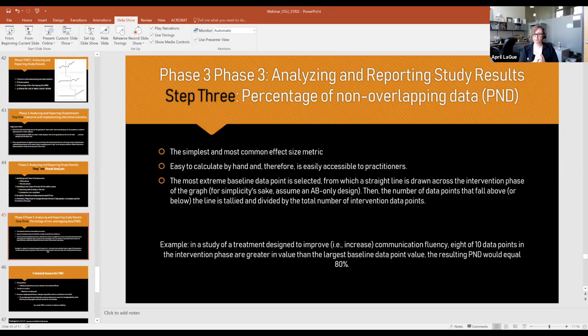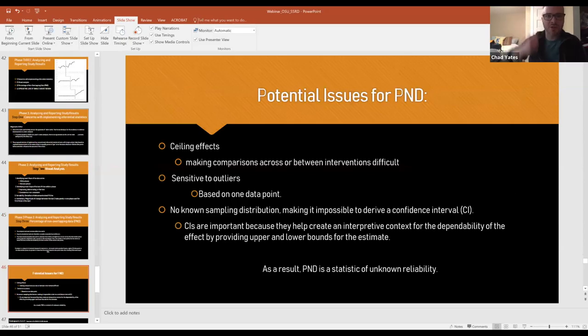So if I had 10 points, 9 of them were above the baseline, I would be at 90% percentage of non-overlapping data. The higher, the better. Does that make sense? Yeah? Okay. Any questions about that? So sometimes people look at it and they're like, wait, that seems way too easy to calculate. Wait, you just count the data points above the baseline? And really, it is that simple, because we're doing a visual analysis of our individualized data. Remember, this is individualized.